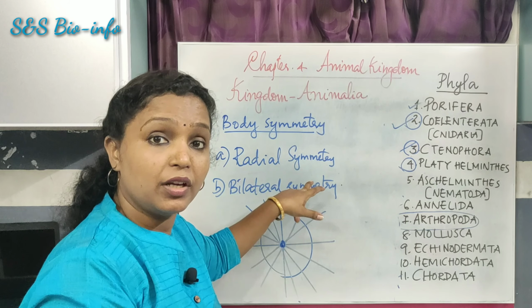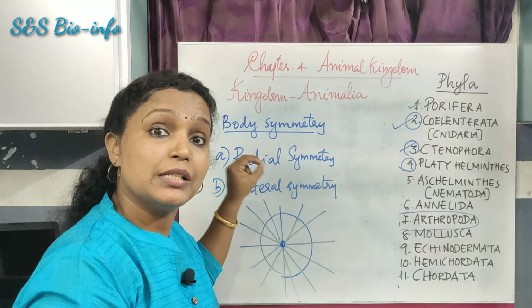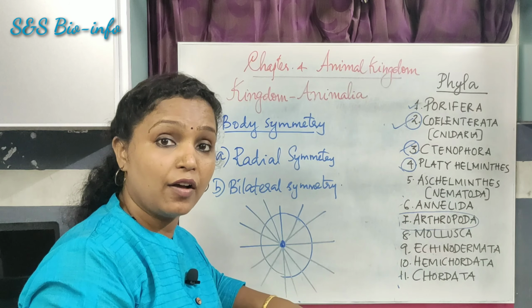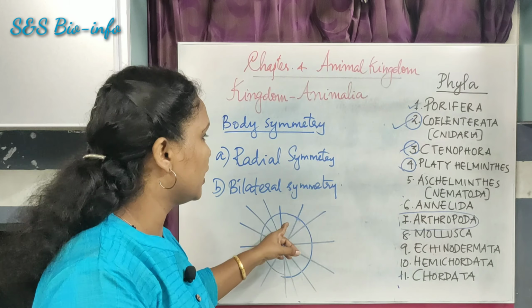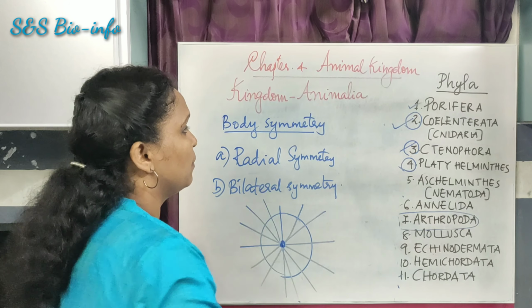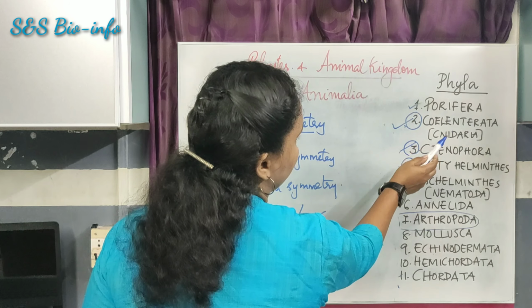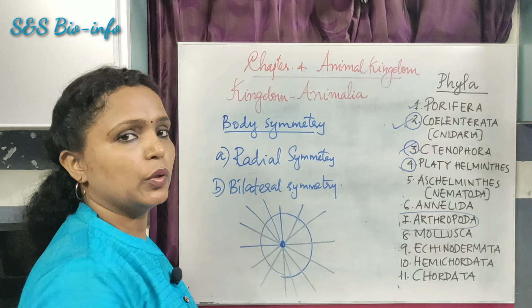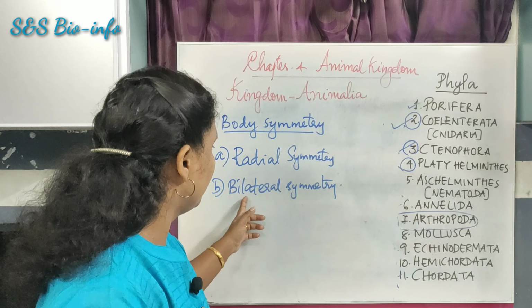Then what is radial symmetry? When any plane passing through the central axis of the body cuts the body into two identical halves, such symmetry is radial symmetry. Radial symmetry is exhibited by the phylum Coelenterata, the phylum Ctenophora and the phylum Echinodermata. Okay. Then what about the next type of symmetry?